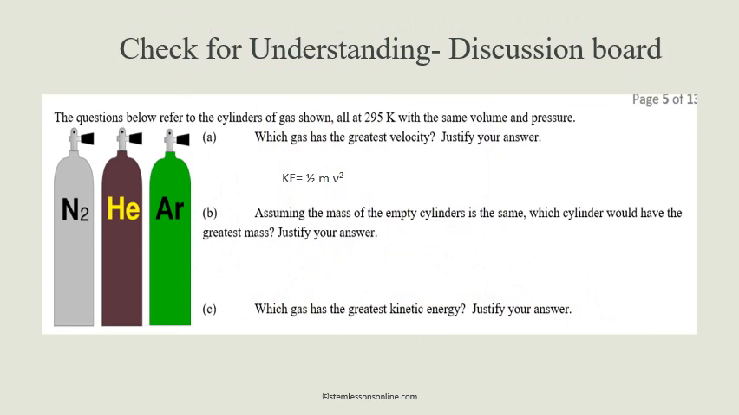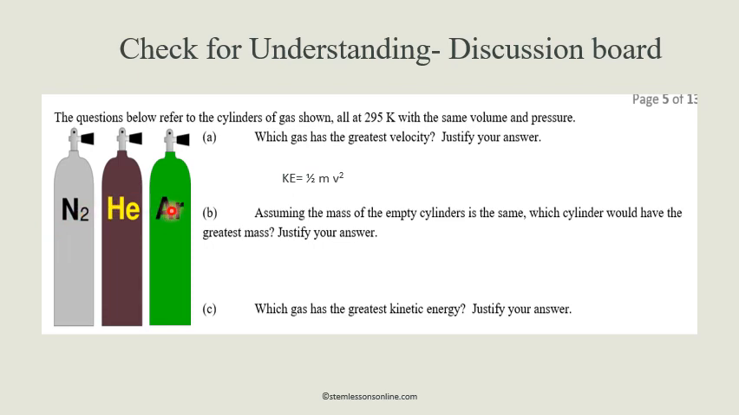Here is a question to check your understanding of the concept we just discussed, which is that kinetic energy is directly proportional to the temperature in Kelvin scale. The questions below refer to the cylinders of gas shown here: nitrogen, helium, and argon, all at 295 Kelvin with the same volume and pressure. Which gas has the greatest velocity? We know the formula for kinetic energy is KE equals half mv squared. Based on that, which one will have the greatest velocity?